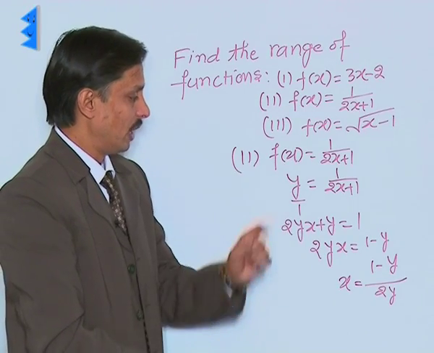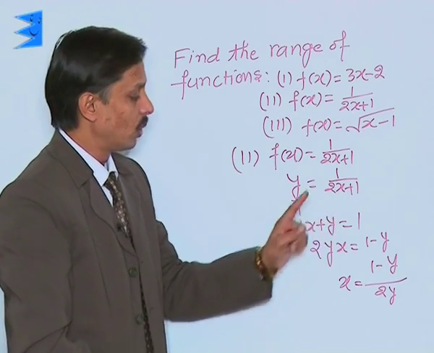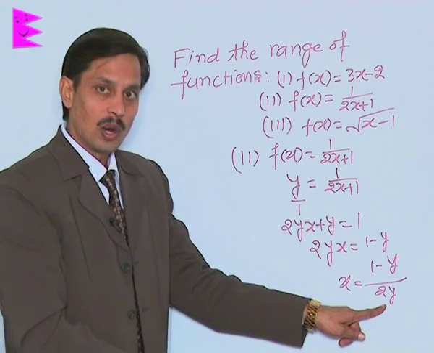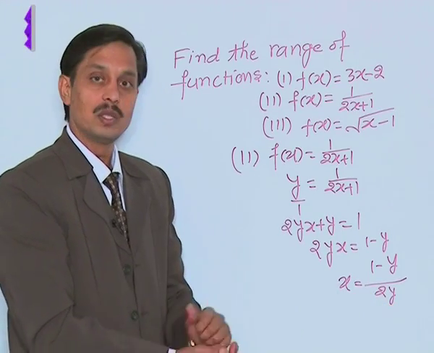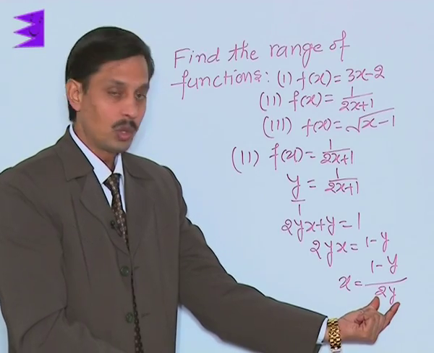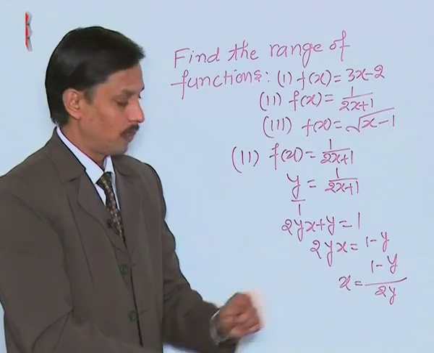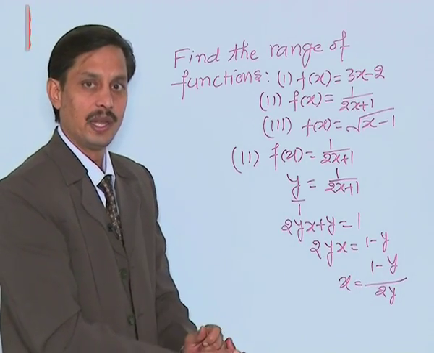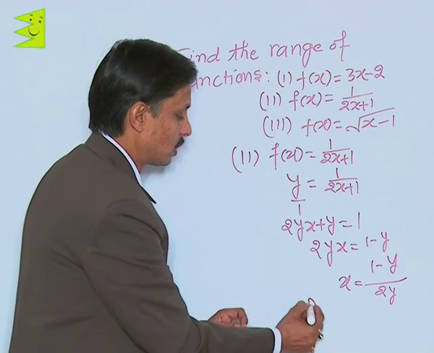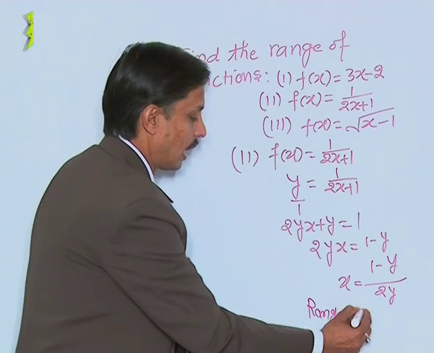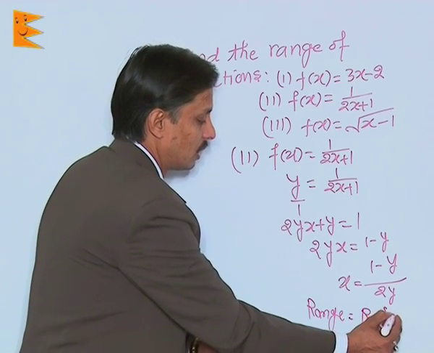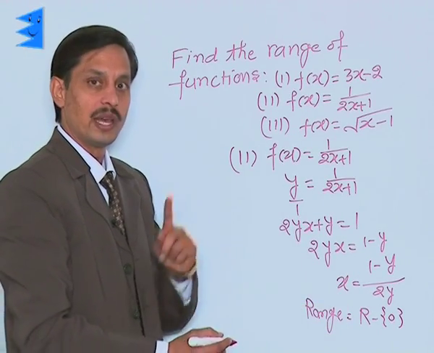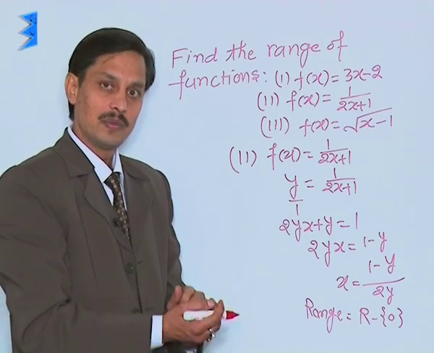To calculate the domain, y should be in terms of x. To calculate the range, x should be in terms of y. Here we cannot rule out the denominator, because the denominator is 2y. y cannot be 0. If y becomes 0, this value will become infinite, which is not defined. Hence, what is the range of this question? The range is any real value of y but other than 0. So the set of all possible values of y is known as the range, and that is R minus {0}.